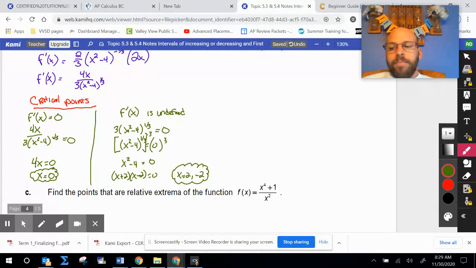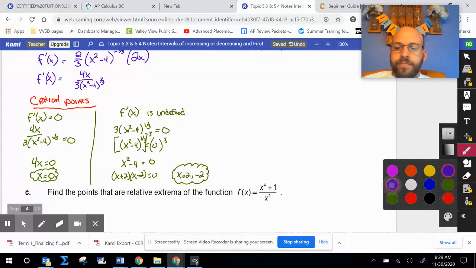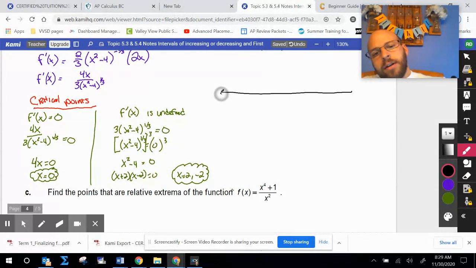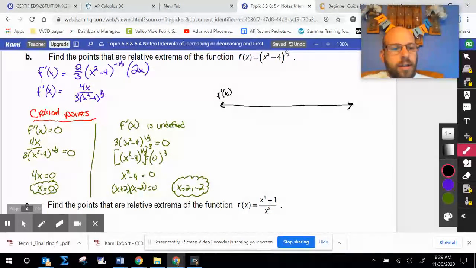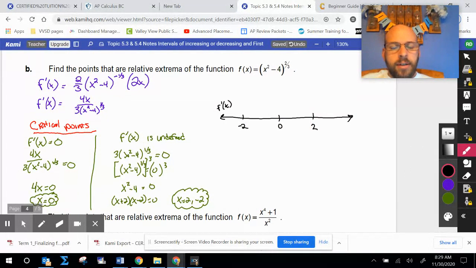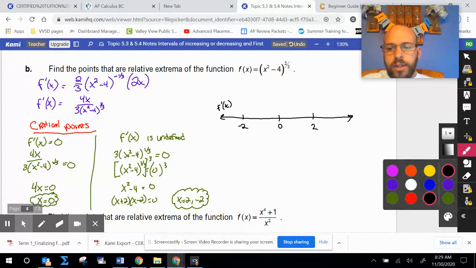Okay, so now I want to test around those critical points. So I'm going to make my number line, which helps me organize my information. I always like to label it f prime of x. And I'm going to put negative 2, 0, and 2 on that number line. And I want to test around those points.